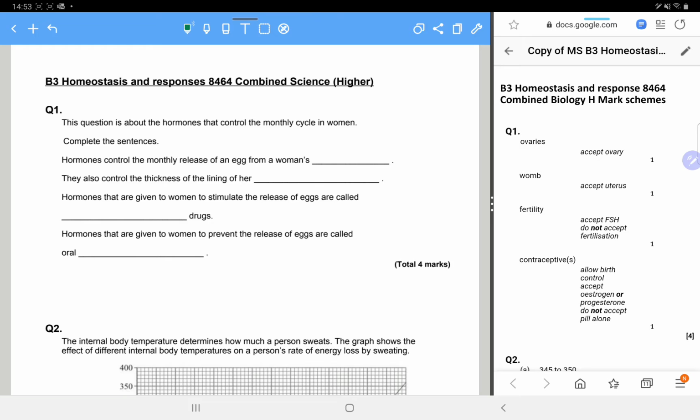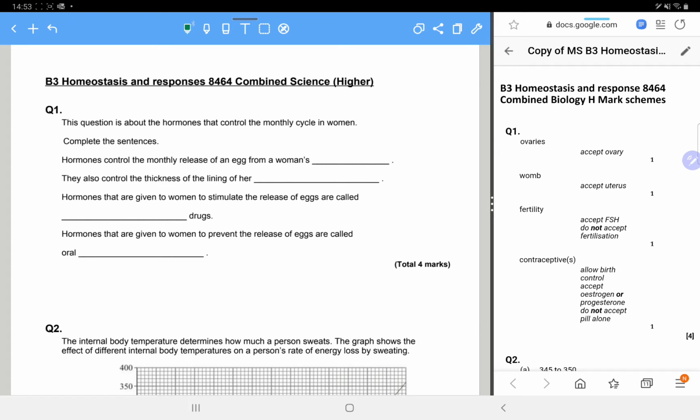So, question 1. This question is about hormones that control the monthly cycle in women. So we're thinking menstrual cycle, we're thinking about these hormones, FSH, estrogen, LH, progesterone. We're thinking about the pituitary and the ovaries as the glands. We're thinking about what each one does.